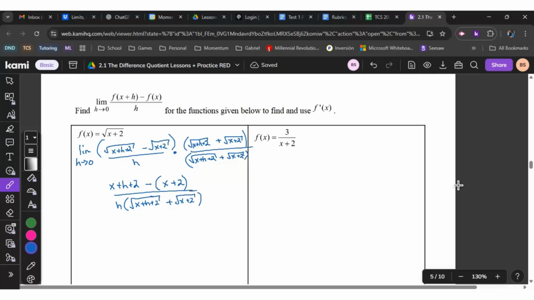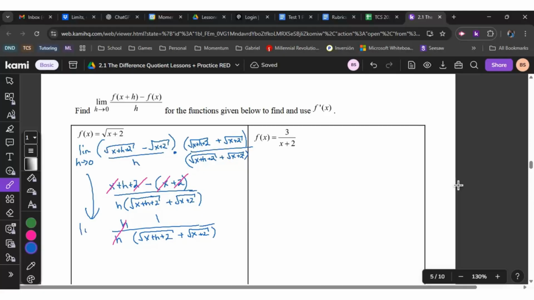All right, then I can start simplifying my numerator. What's x minus x? What's 2 minus 2? Cancel. So what's left on the top? H divided by h, so what remains? Exactly. So really, I'm going to be able to cancel those, and I've just got 1 over. Now let's write out the rest of it still here. The square root of x plus h plus 2, plus the square root of x plus 2.